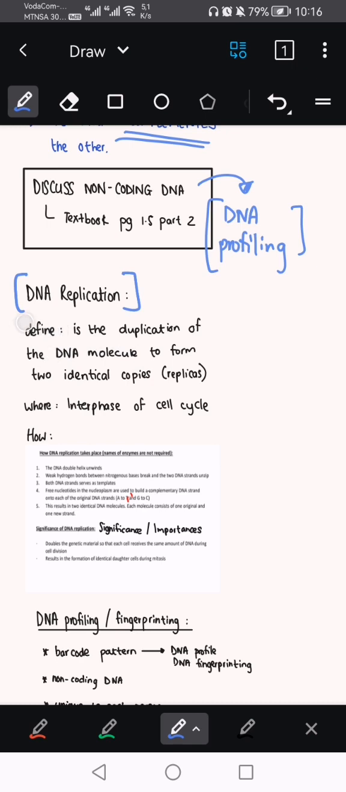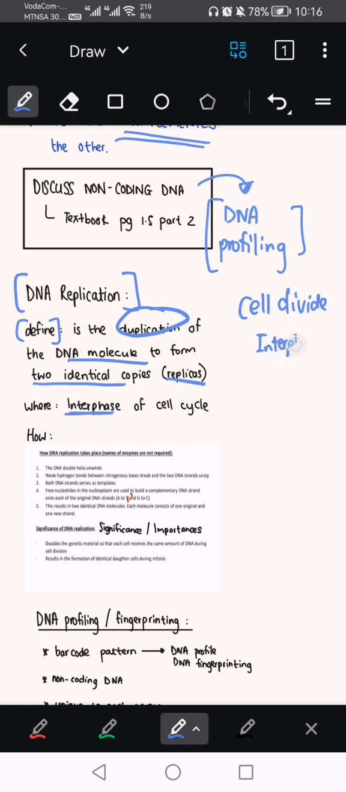But if they were to ask you to define it in exams, or if they gave it as a biological term, the keyword is: it is the duplication of a DNA molecule to form two identical copies or replicas. Where does this happen? In the interphase. Now the interphase is that phase of the cell cycle before a cell division. So the cell divides, the rest period is known as the interphase, and then it will have replication, and then the cell will divide again.